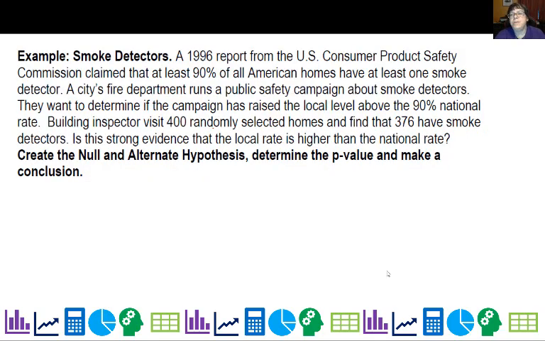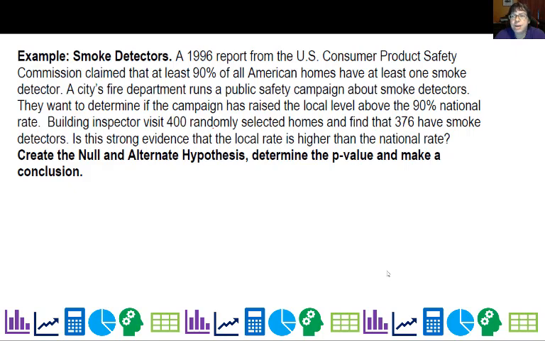All right. So let's go ahead and look at this example for smoke detectors. A 1996 report from the U.S. Consumer Product Safety Commission claimed that at least 90% of all American homes have at least one smoke detector. A city's fire department runs a public safety campaign about smoke detectors. They want to determine if the campaign has raised the local level above the 90% national rate. Building inspectors visit 400 randomly selected homes and find that 376 have smoke detectors. Is this strong evidence that the local rate is higher than the national rate?